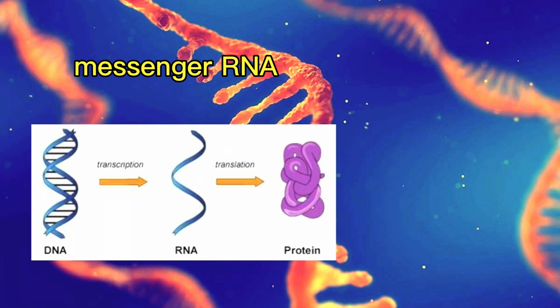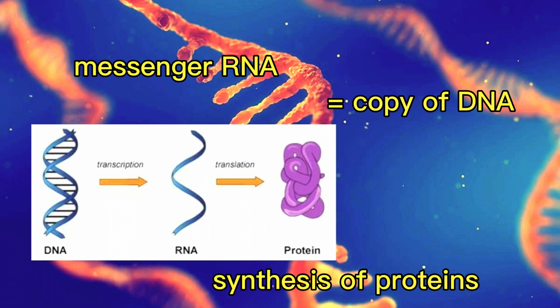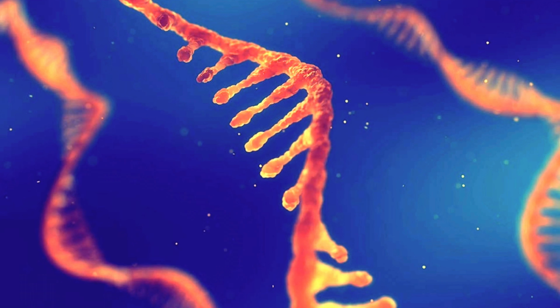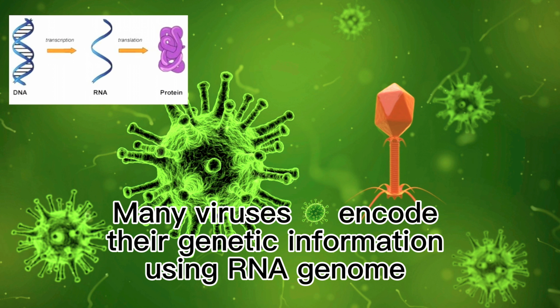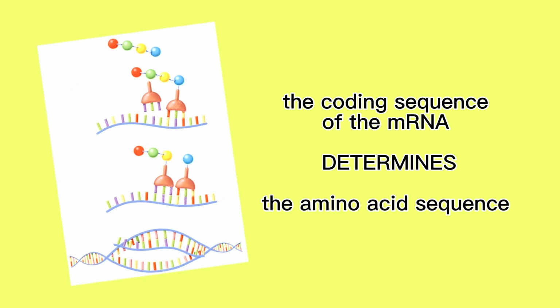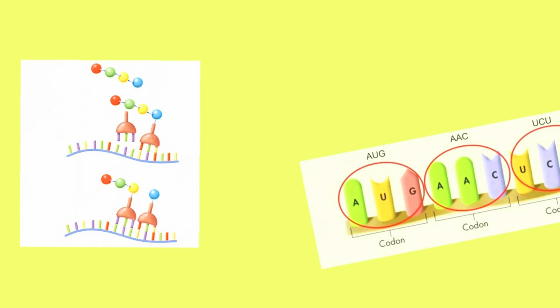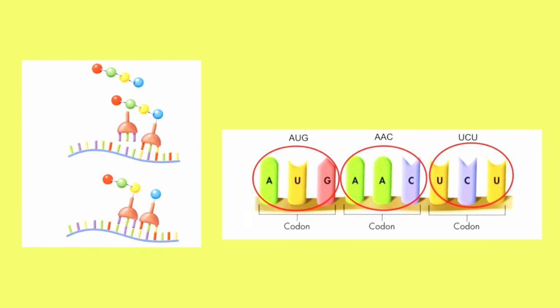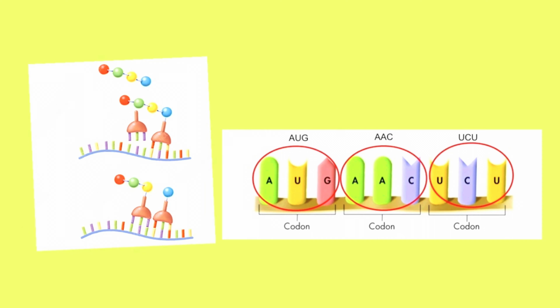The mRNA, or messenger RNA, is a copy of DNA. Cellular organisms use mRNA to convey genetic information. This directs synthesis of specific proteins. Many viruses encode their genetic information using an RNA genome. The coding sequence of mRNA determines the amino acid sequence in the protein that is produced. Every 3 nucleotides, or a codon, corresponds to 1 amino acid.